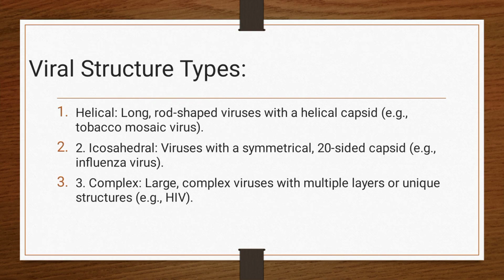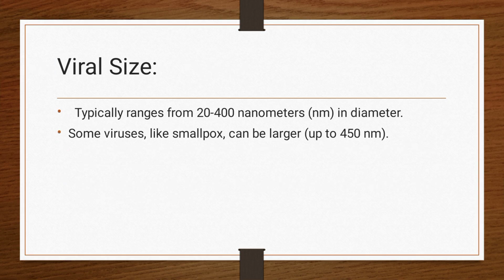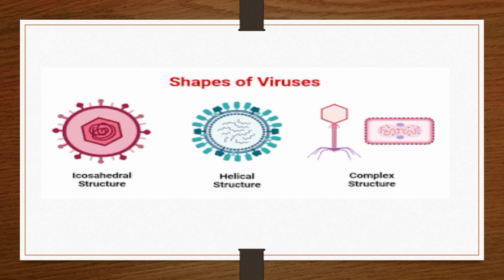Viral structure types: helical, icosahedral, complex. These are the viral structural types. Viral size typically ranges from 20 to 400 nanometer in diameter. Some viruses like smallpox can be larger, up to 450 nanometer. These are the shapes of virus.